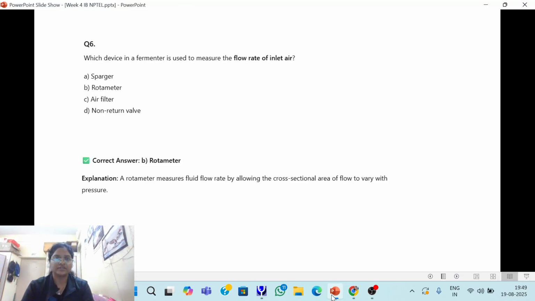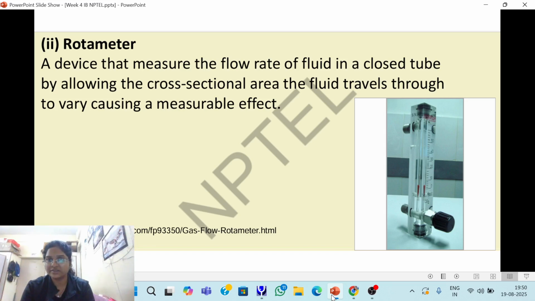Let's see what the correct answer is here. It is B, rotometer. The question was, which device in a fermenter is used to measure the flow rate of inlet air? It is the rotometer. A rotometer measures fluid flow rate by allowing the cross-sectional area of flow to vary with pressure. Here you can see how a rotometer looks. It is a device that measures the flow rate of fluid in a closed tube by allowing the cross-sectional area the fluid travels through to vary, causing a measurable effect.